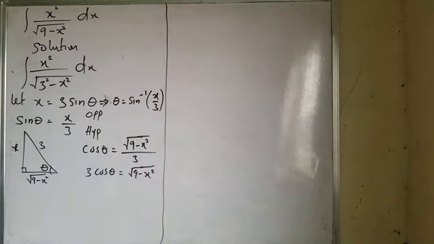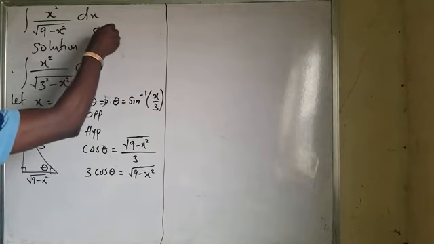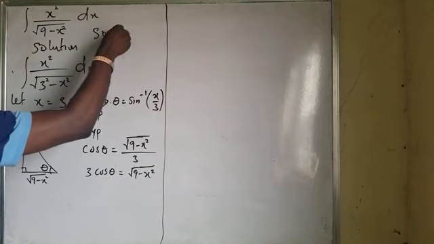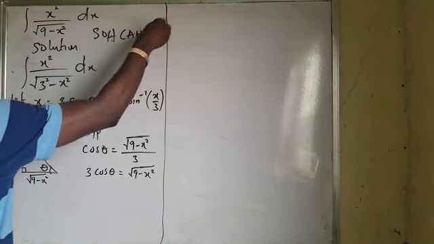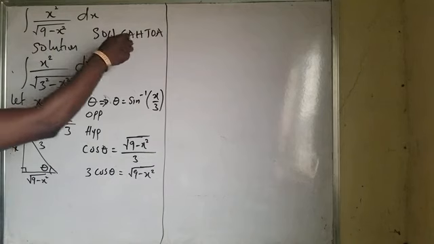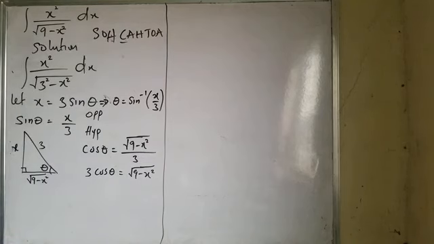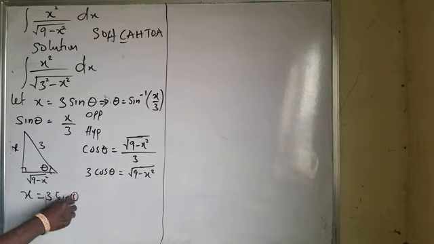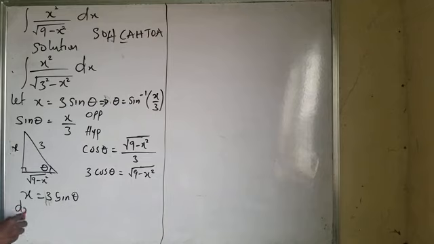Please, can you see my handwriting? I think it's bold enough. Now, I will come to this part. I can answer that x equals 3 sine theta. It means dx will be equal to 3 cos theta d theta. I'm differentiating now.